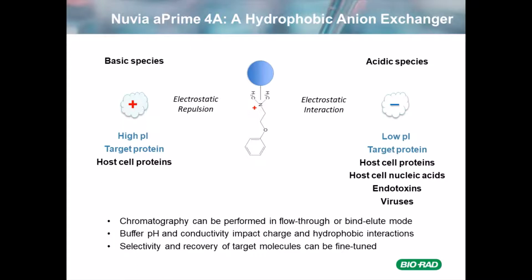A purification of target protein can be performed in either the flow-through mode or bind and elute mode. We can manipulate a buffer's pH and conductivity to achieve our desired selectivity and recovery of the target protein molecules.